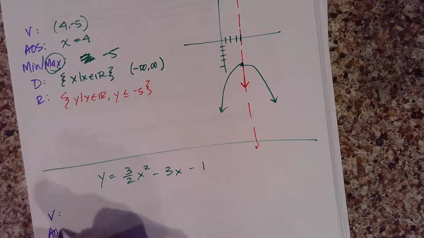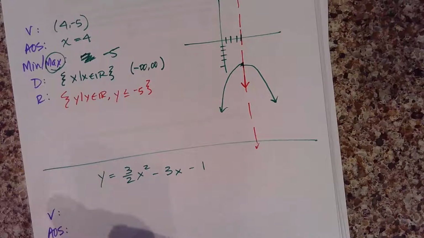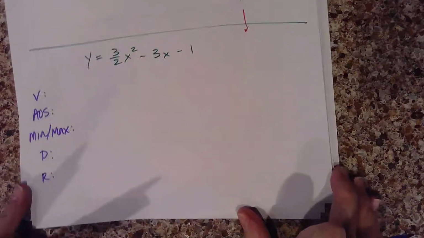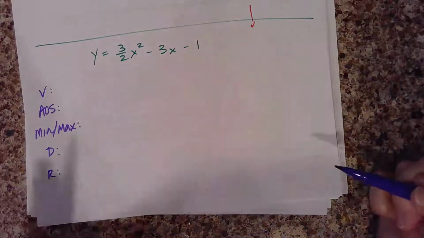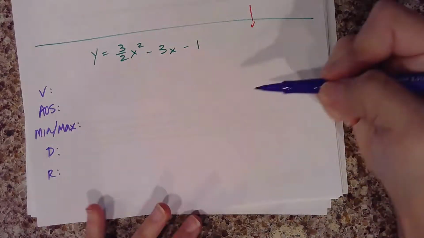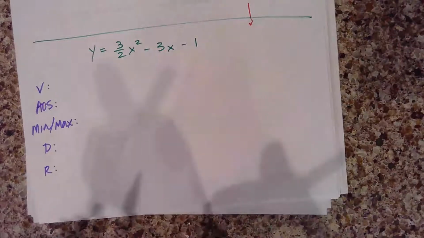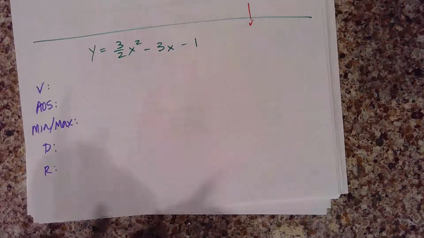Vertex, axis of symmetry, min or max, domain, and range. Right. Easiest thing to find here is your y-intercept, which of course we didn't even ask you to find, which of course is -1. But all right, that's just an extra piece of information. First thing I would do is find my vertex, after I already know my y-intercept, of course.